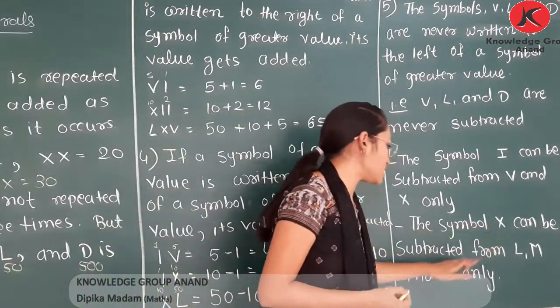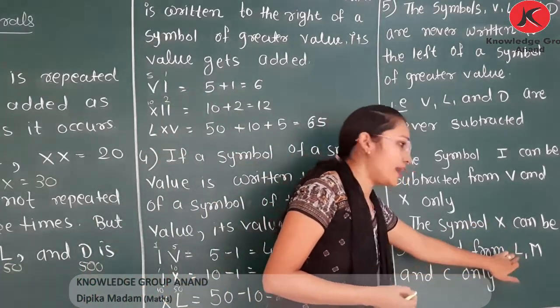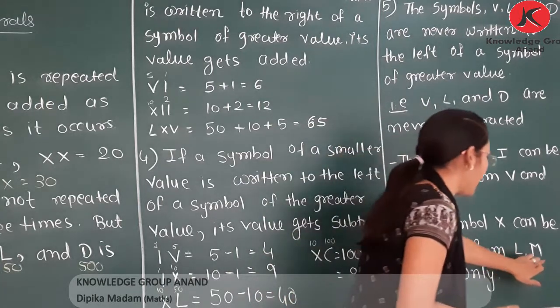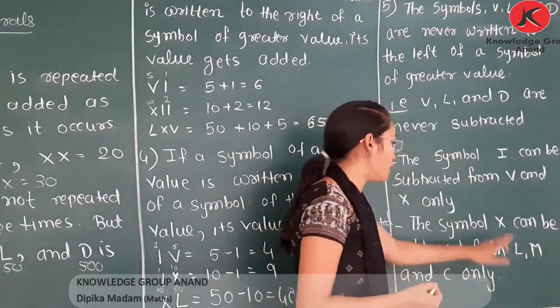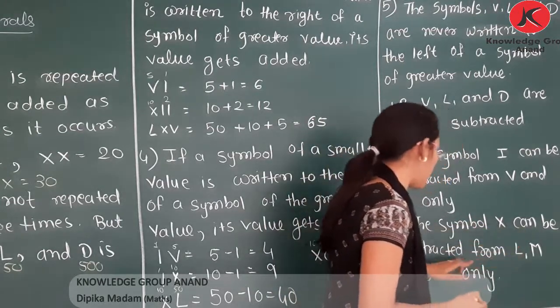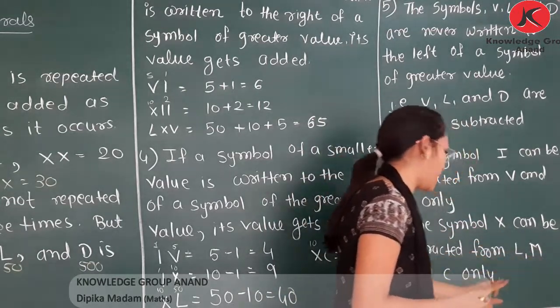Symbol X can be subtracted from L that is 50, M that is 1000 and C that is 100 only. The symbol X can be subtracted from L, M and C.